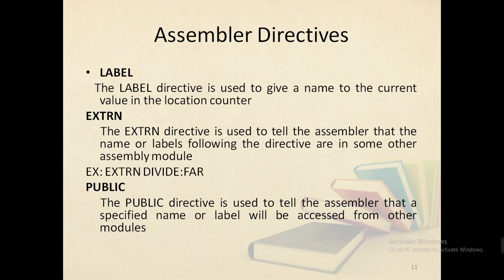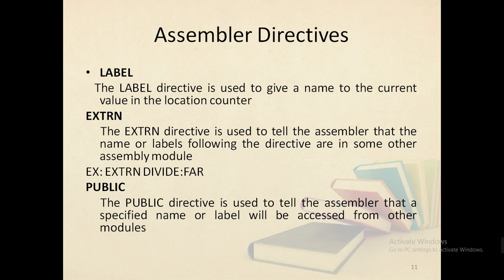As an assembler assembles a section of data declaration or instruction statements, it uses a location counter to keep track of how many bytes it is from the start of a segment at any time. The LABEL directive is used to give a name to the current value in the location counter. The LABEL directive must be followed by a term that specifies the type you want to associate with that name.